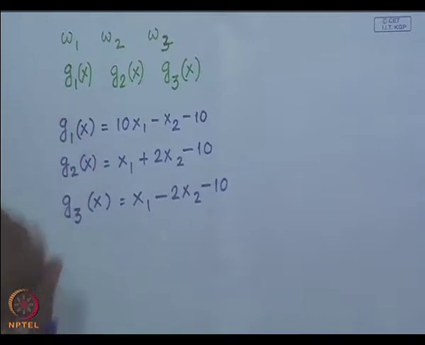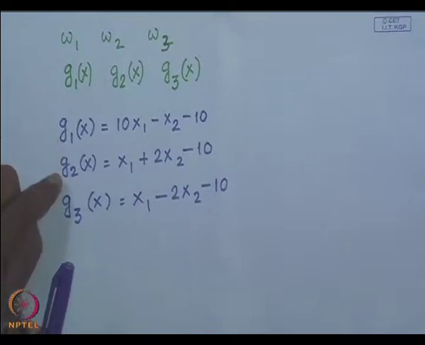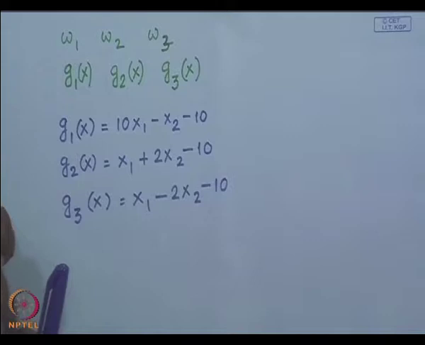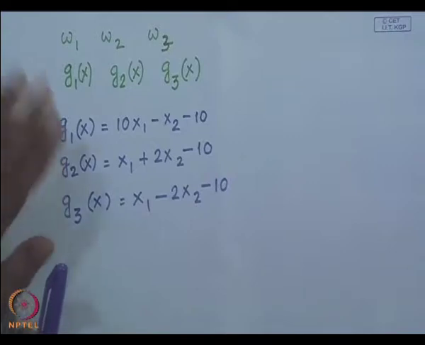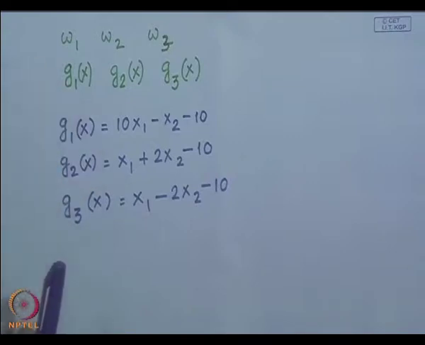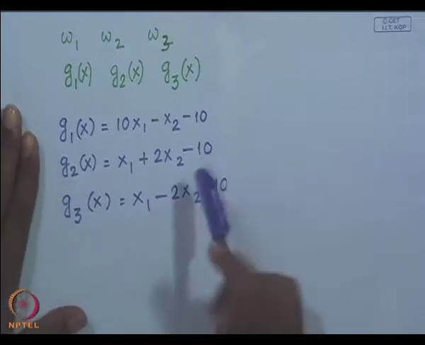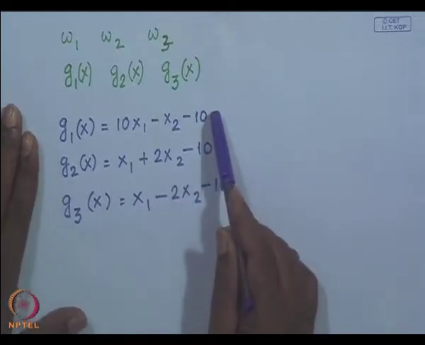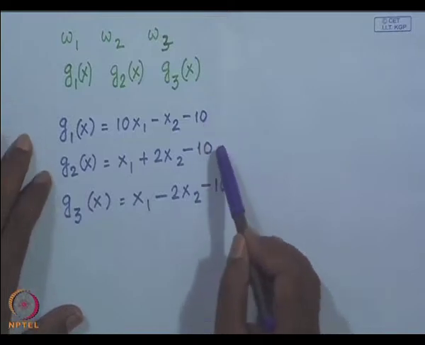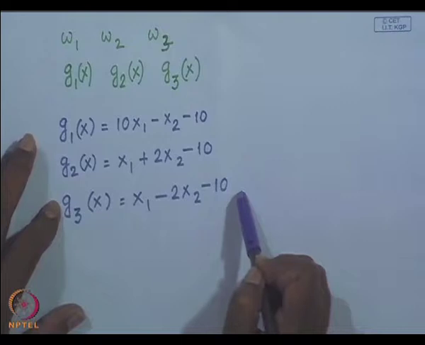Now, if it so happens that g1x is greater than g2x, but g3x is greater than g1x. Those are the different, such confusing cases. We will see what happens to all these different confusing cases. So, here, this is the discriminating function for class omega 1, this is the discriminating function for class omega 2, and this is the discriminating function for class omega 3.